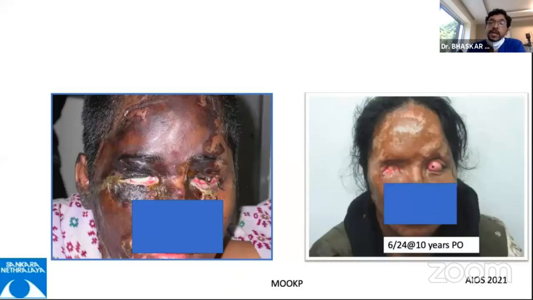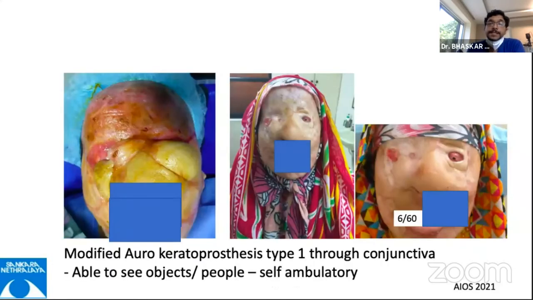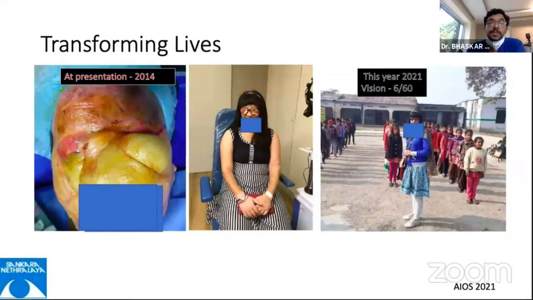Another patient who underwent an OKP after an acute chemical injury, which was a case of vitriolage in this case. And this is the most challenging case that we had so far: severe ocular surface and facial deformities with an RD, underwent PK-VR surgery first, subsequently underwent a modified orokeratoprosthesis under the conjunctiva. And this is how she was at presentation, and this is how she is now, maintaining 6/60 vision, and she's teaching in a government school as such.